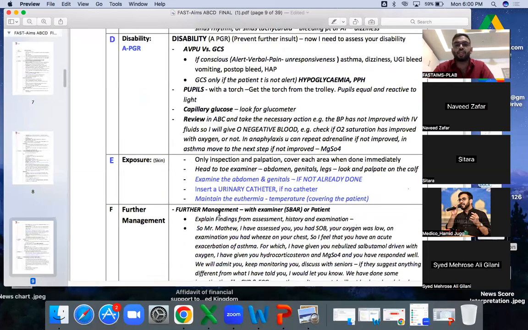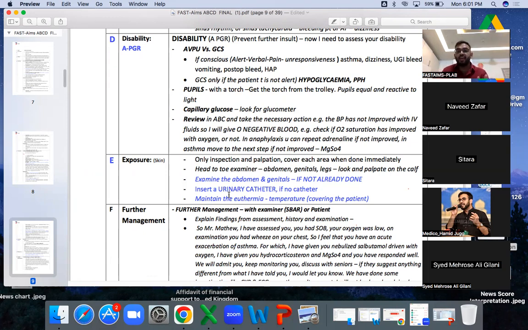Okay. Then comes the exposure. In the exposure, you will do inspection and palpation. This is just to say out loud: okay, now I need to have a complete survey from head to toe. For that, I will be doing a general physical examination and examination of the abdomen and genital part, if you have not already done that. If you have not already done it, you will mention it here. Otherwise, if you have already done that in the bleeding scenario, then you will not mention it. You will only say, I will do the general physical examination from head to toe, because you will not repeat anything. Okay. And while doing exposure or disability, if you find any problem with the ABCD approach, I'm repeating, you will go back.